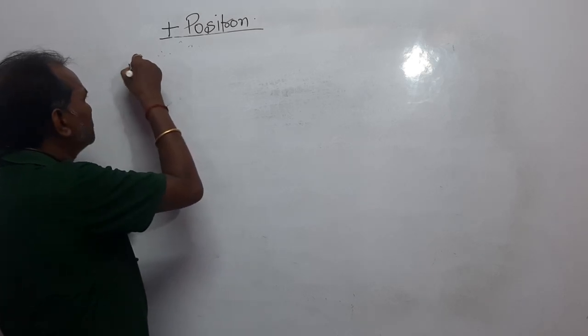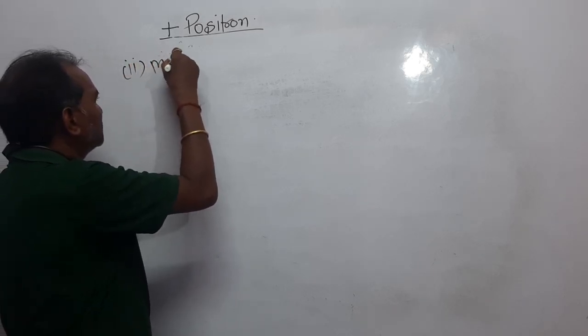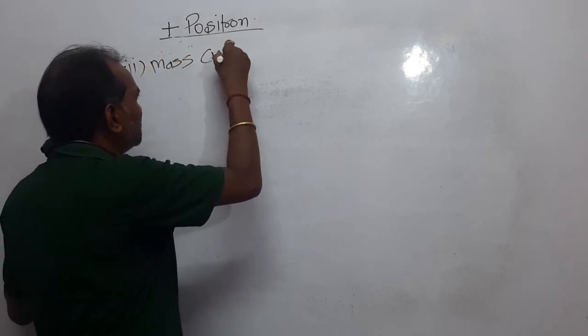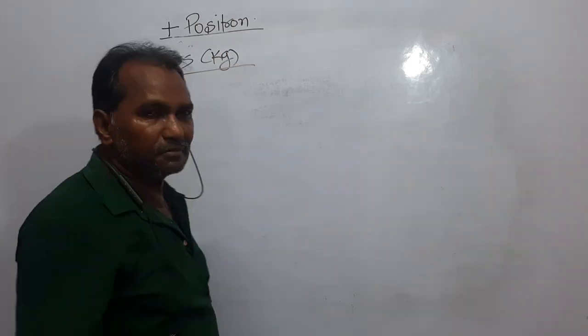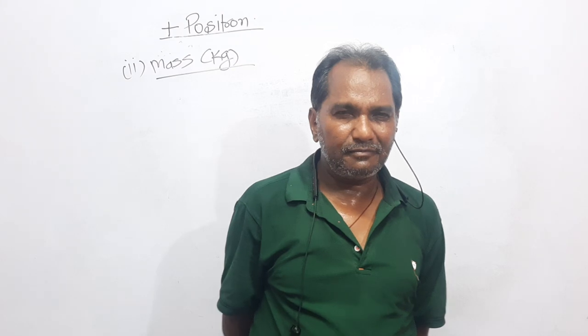Now, let's move further. Second one is mass. The SI unit of mass is 1 kg. Dear students, there are many definitions. If you forget every definition, you can simply say that a prototype cylinder made of platinum iridium kept in Paris has a mass of 1 kg, right?